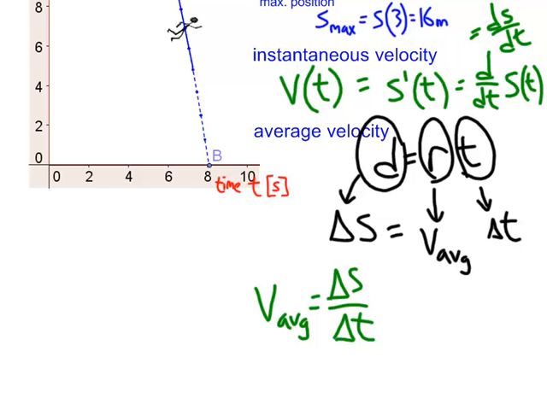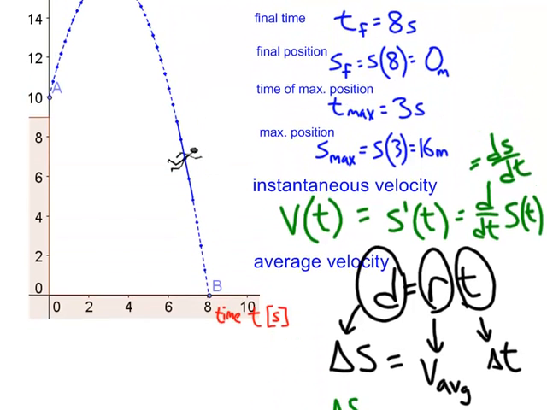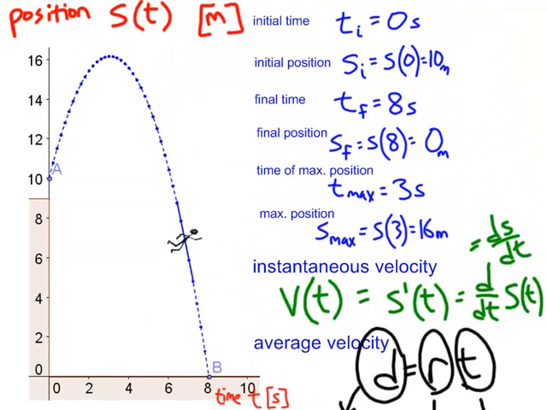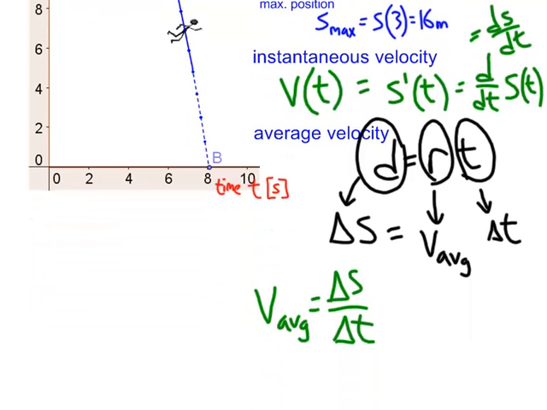The delta s, what's the total change in position? Well, if I scroll back up a little bit, if the initial position was 10 minus the final position of 0, that's my delta s. And likewise, my delta time will be 0 minus 8. So let's scroll back down here. And again, delta s really means s final minus s initial over t final minus t initial.